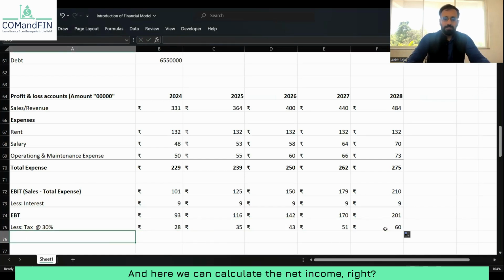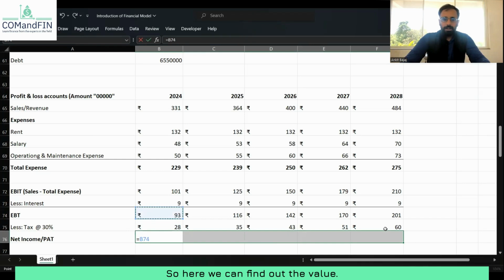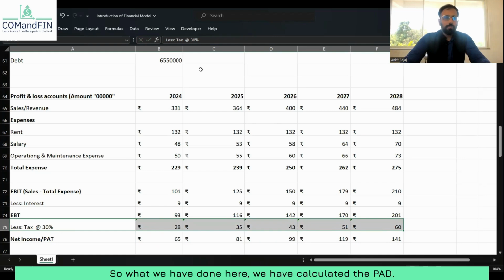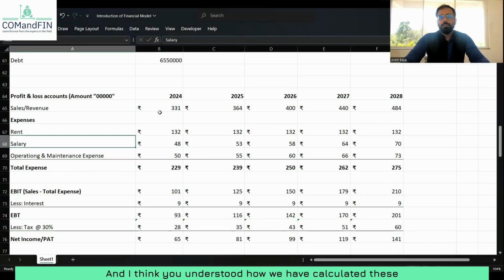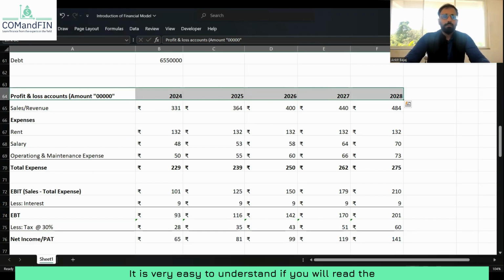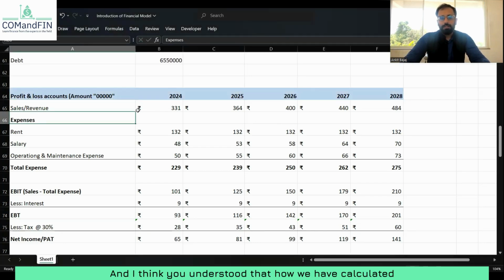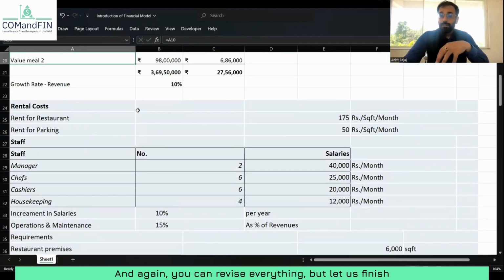And here we can calculate the net income, which is also known as PAT. This minus this is going to be your net income, right? So what we have done here is calculate the PAT. I think you understood how we have calculated these values. It is very easy to understand if you read the assumptions carefully. So quickly you can see these assumptions, and again you can revise everything.